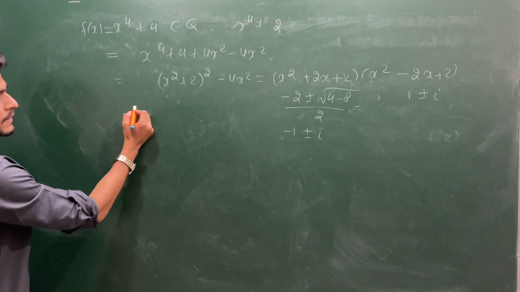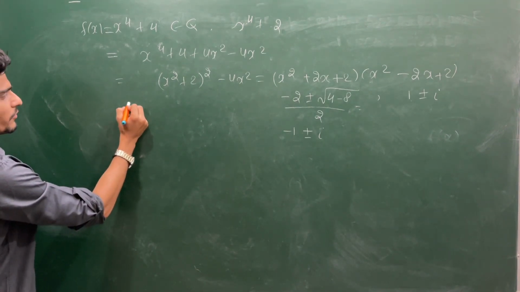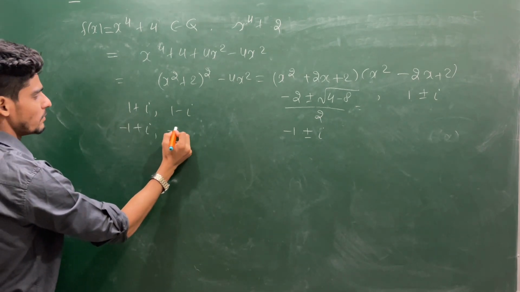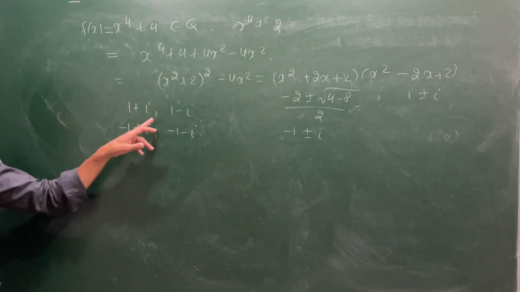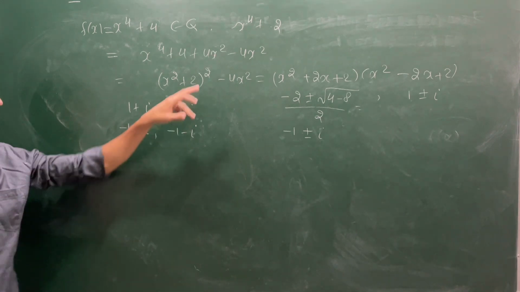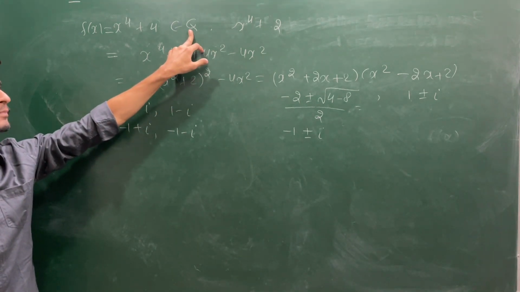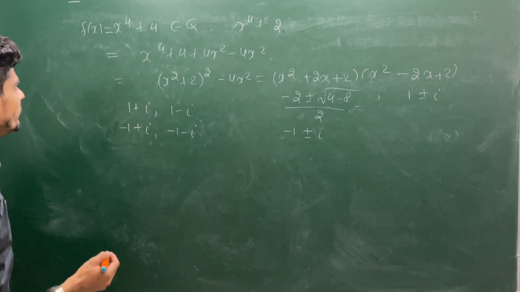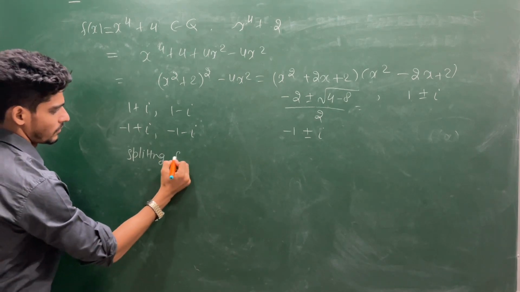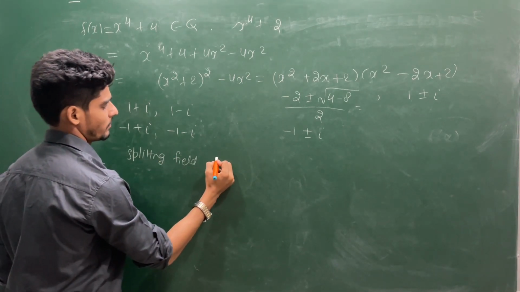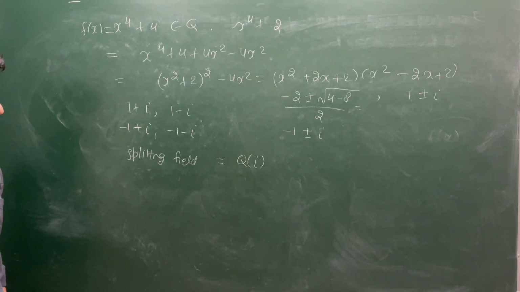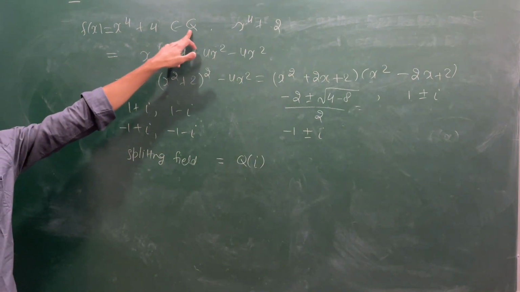So your roots are 1 plus iota and its conjugate 1 minus iota, minus 1 plus iota and its conjugate minus 1 minus iota. So these 4 are the roots here. So what is the splitting field here? The splitting field will be Q adjoint iota, because it has some complex roots.